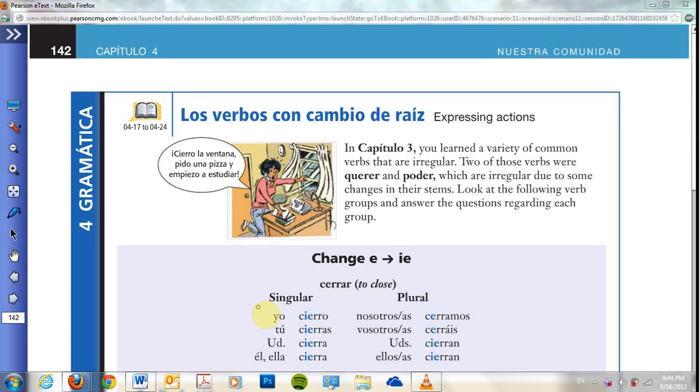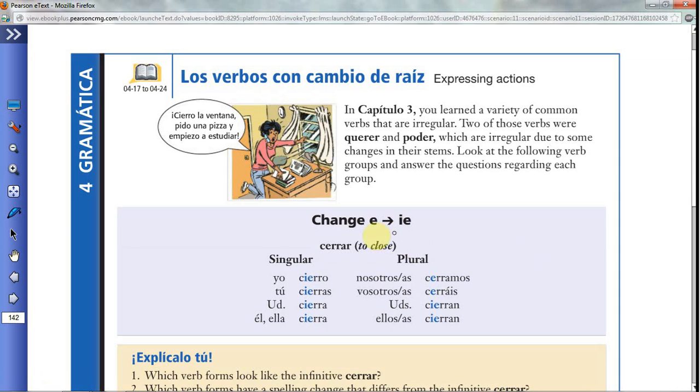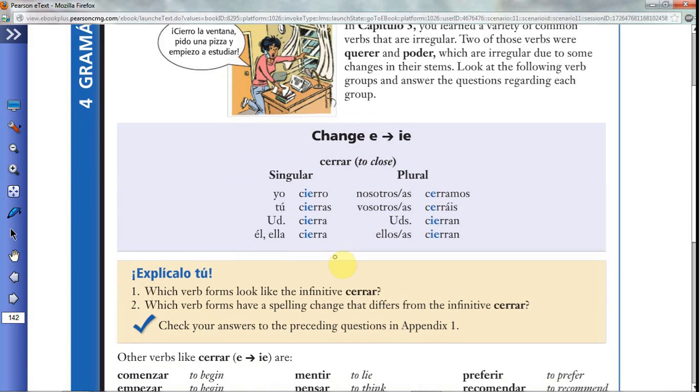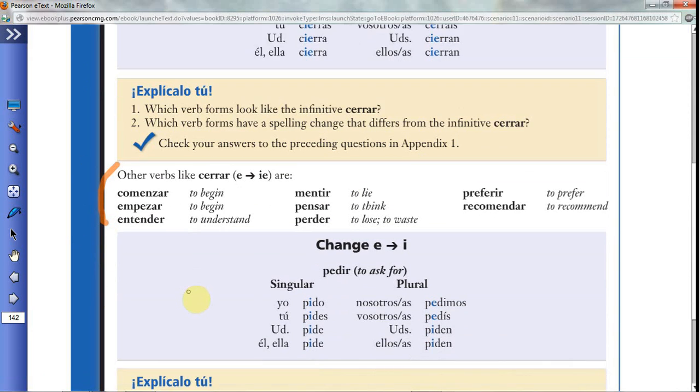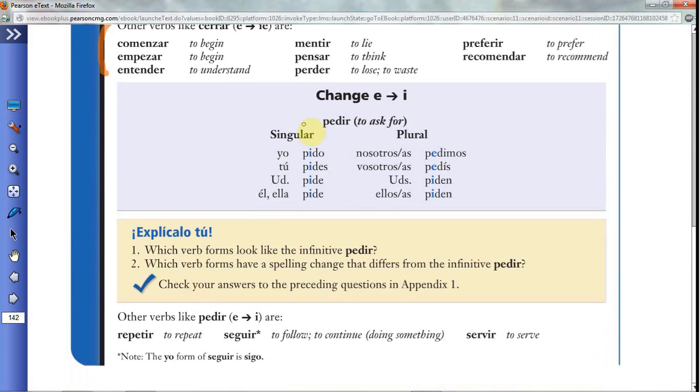Los verbos con cambio de raíz. All the verbs here are going to follow specific changes. For example, here you have verbs that change the vowel from E to IE. So it's not just cerrar, but it's also these other verbs. Okay. E to I is going to be pedir, and then these three other verbs.